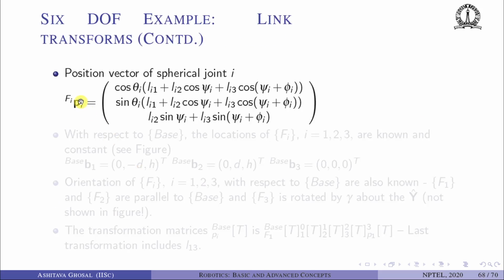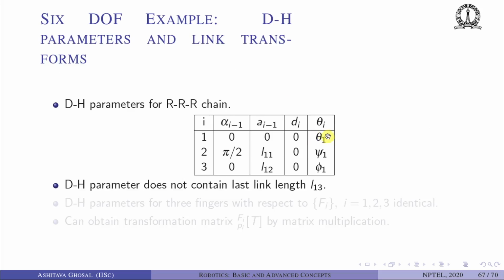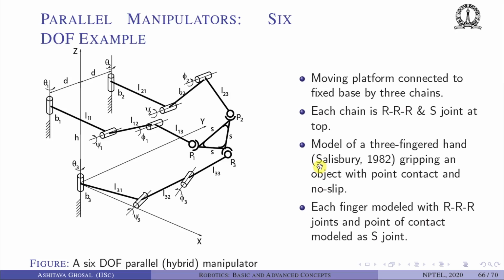It is just by matrix multiplication again. So it turns out that in this case, Pi to Fi, they are all the same. It is determined by cos theta i, cos psi i, and phi i. So these are the three rotations at each finger, theta 1, psi 1, phi 1. As you can see in this figure, theta 1 is the rotation at the base here, psi 1 is the rotation of the second joint, phi 1 is the rotation at the third joint, and likewise for all the three fingers.